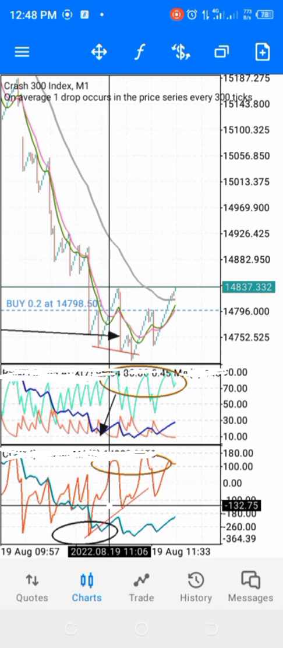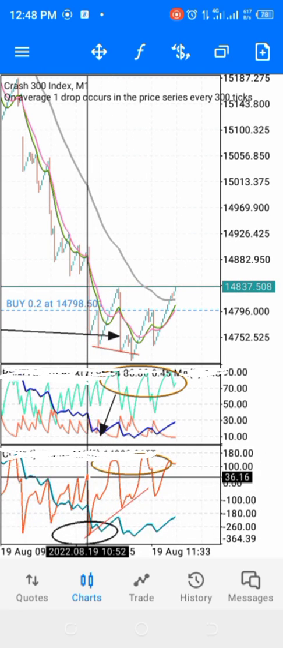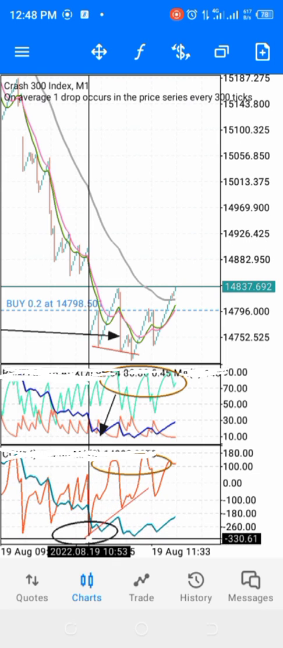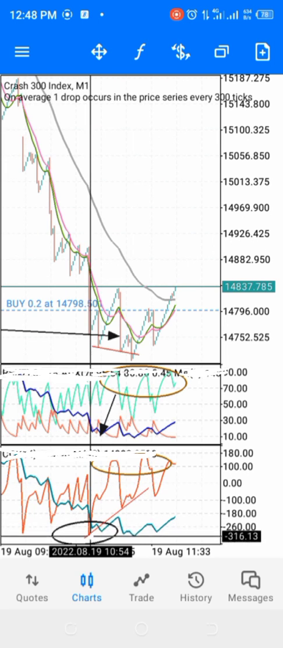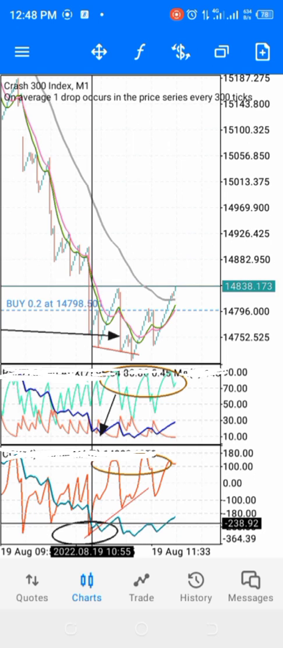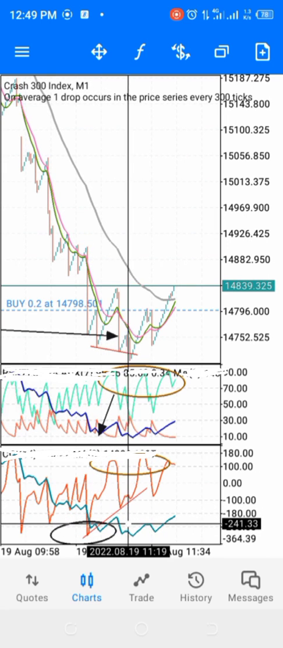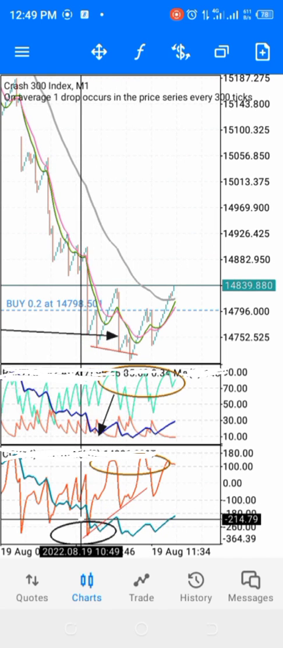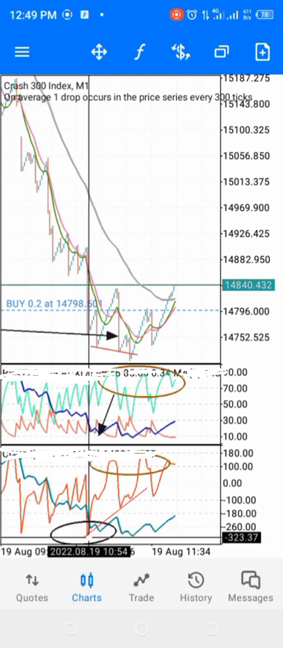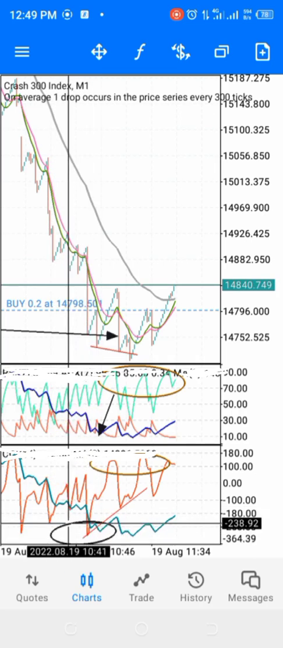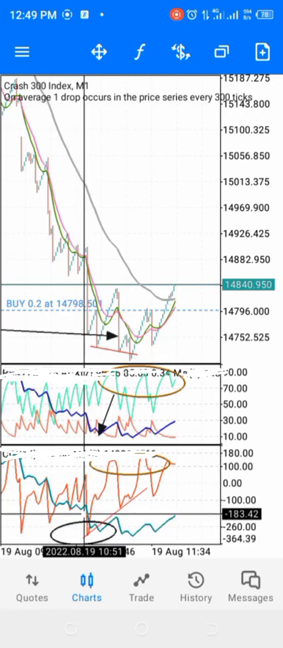Now, the first signal you will check is that you want to see this red moving average cross below 180. And you also want to see this ash one also cross 180, and let them be almost together, just like I circled here. Okay, that's one signal you want to see.